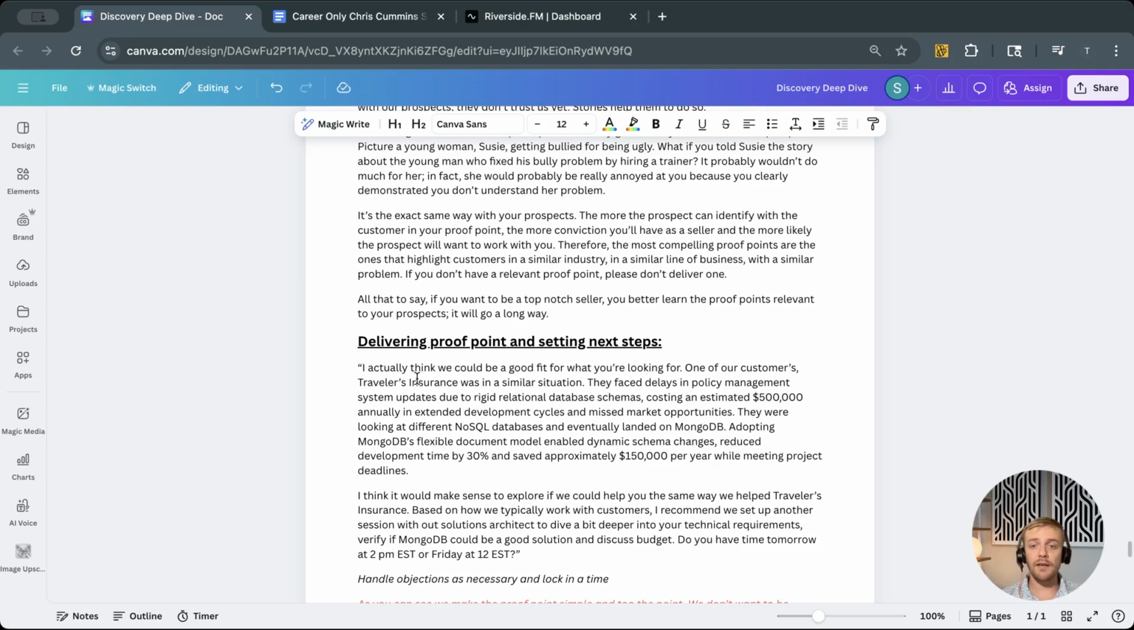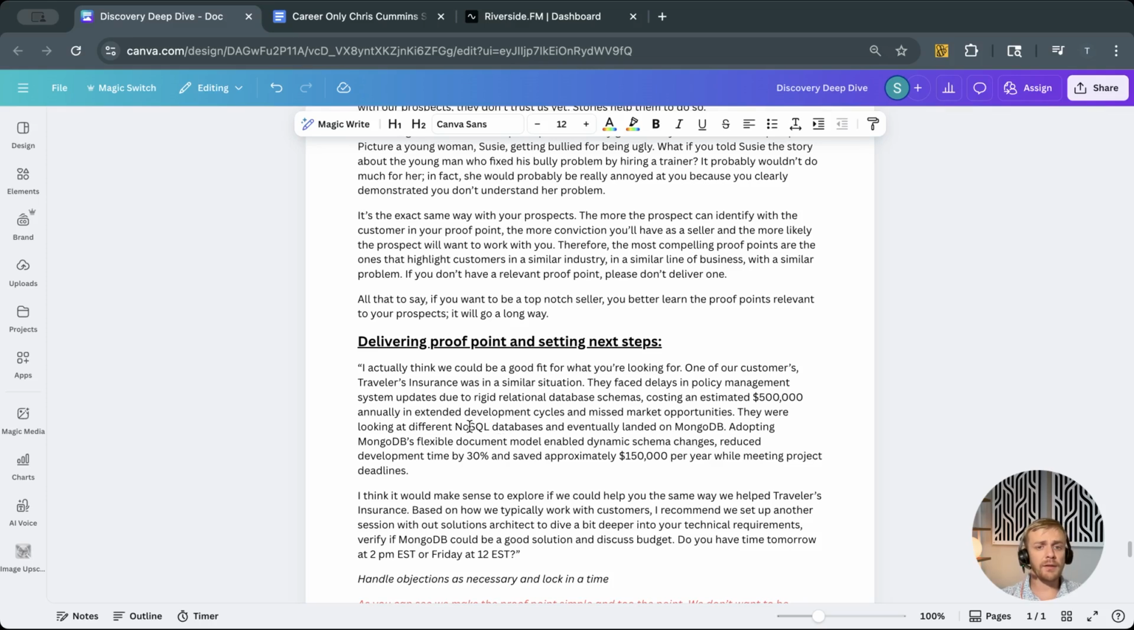They too faced delays in policy management system updates due to the rigid relational schemas they had on Oracle as well, which was costing them an estimated $500,000 annually in extended development cycles and missed market opportunities. They were actually looking at different NoSQL databases and ended up landing on MongoDB.